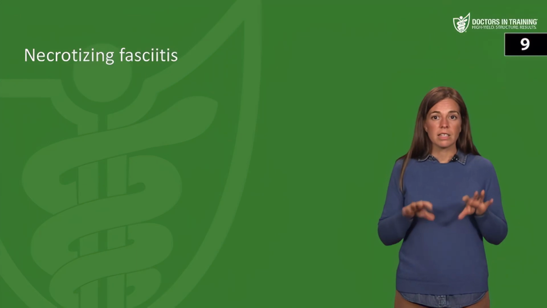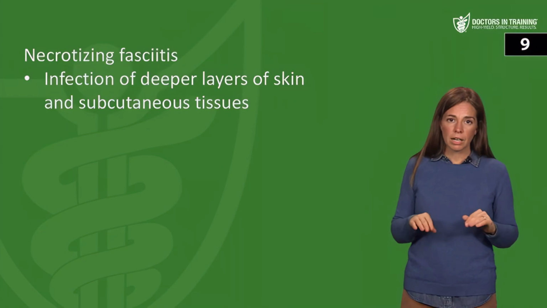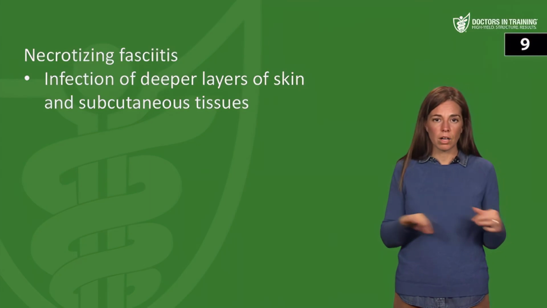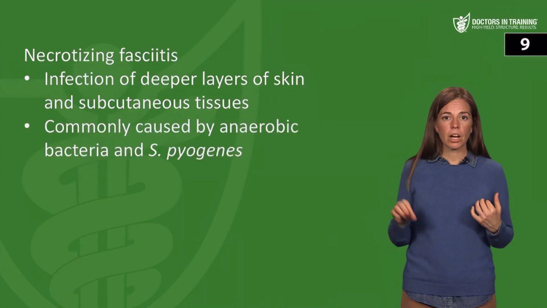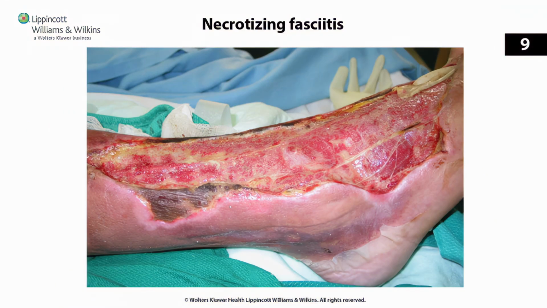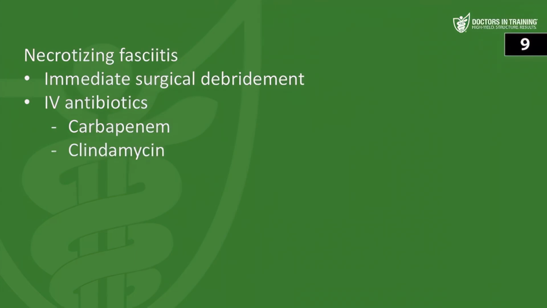Necrotizing fasciitis. This is a very serious and scary infection. The infection involves the deeper layers of skin and subcutaneous tissues, and what makes it dangerous is that it can quickly spread across the fascial plane, and it's commonly caused by anaerobic bacteria or strep pyogenes. The skin here is very tender, and also the tenderness tends to extend beyond the visible area of cellulitis on the skin. You can feel crepitus from the methane and CO2 produced by the bacteria. Treatment is immediate surgical debridement and IV antibiotics like a carbapenem together with clindamycin.